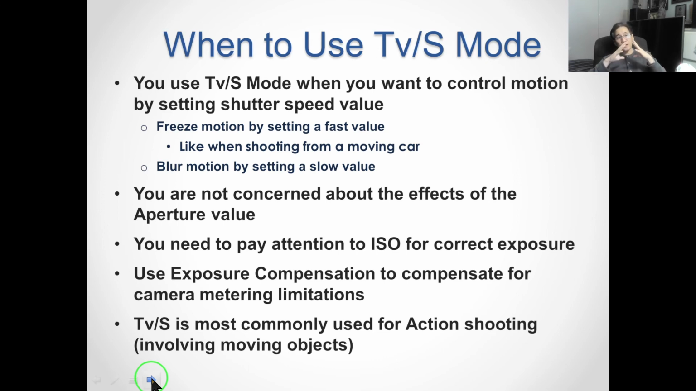Now, TVS mode is most commonly used for action shooting, of course. Okay, so you increase or decrease the shutter speed to control that.